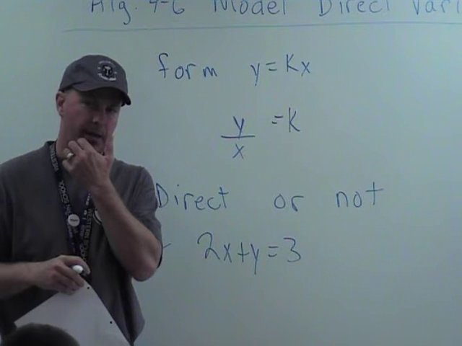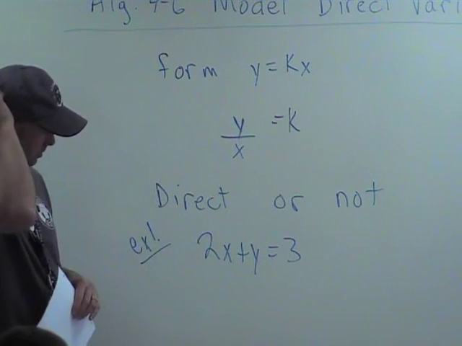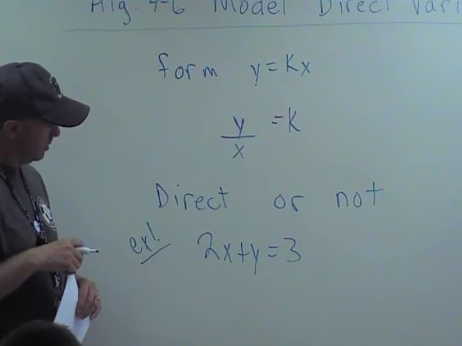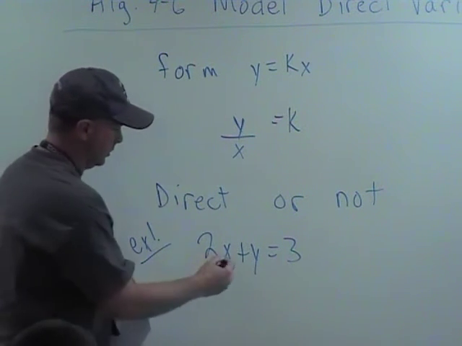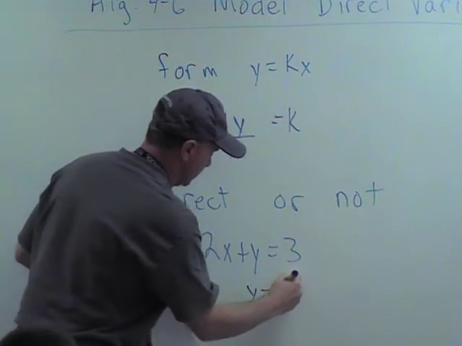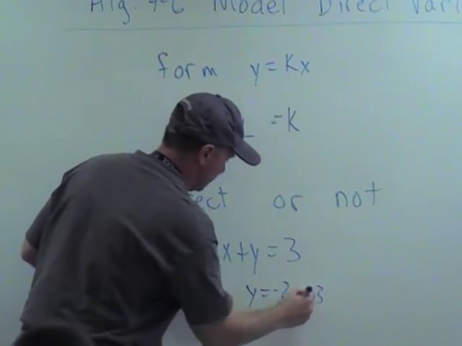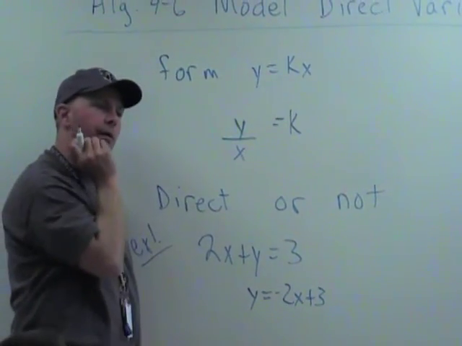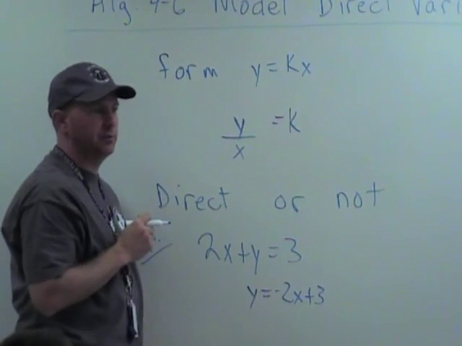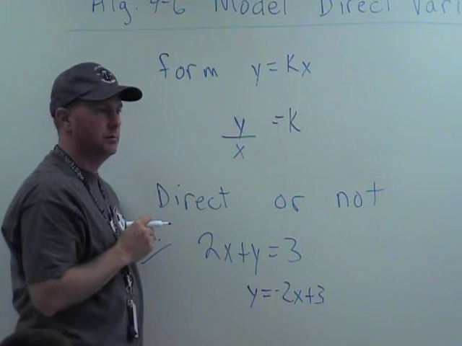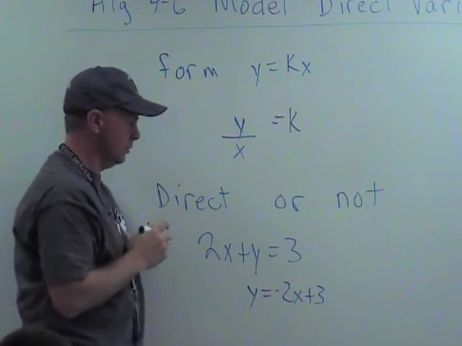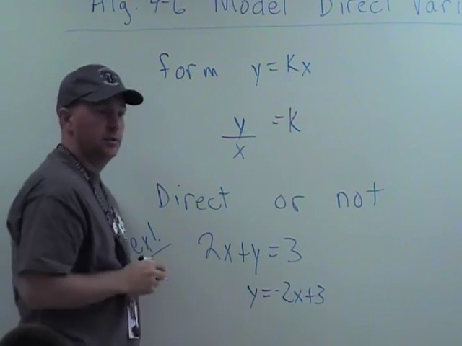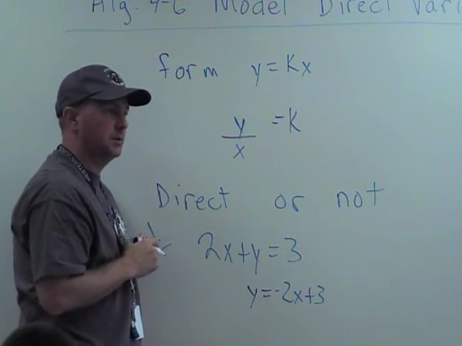Negative 2x plus 3 equals y. So you subtract 2x and you get y equals negative 2x plus 3. Does that match the direct variation? No. Why not? There's a 3 at the end. So this would be no. It's not direct variation. It's still a straight line, but y does not vary directly with x.